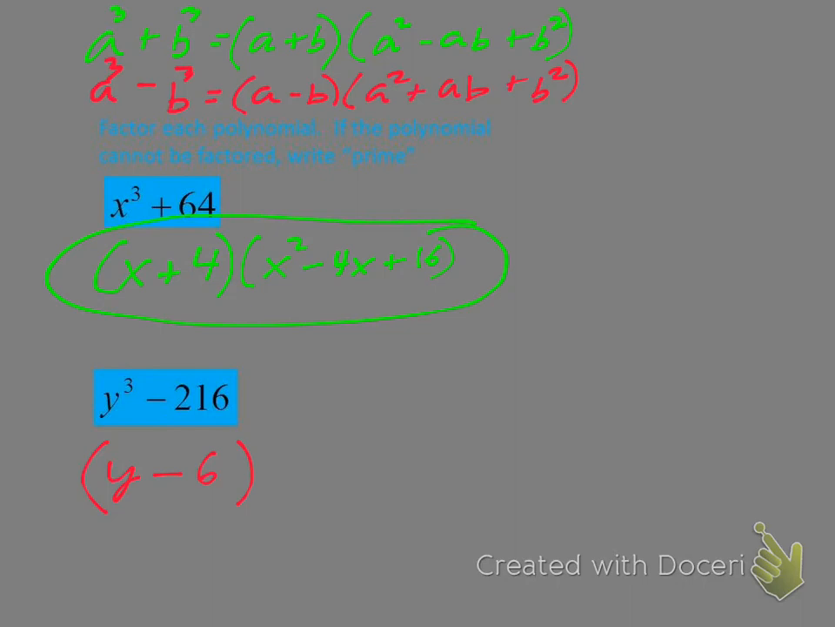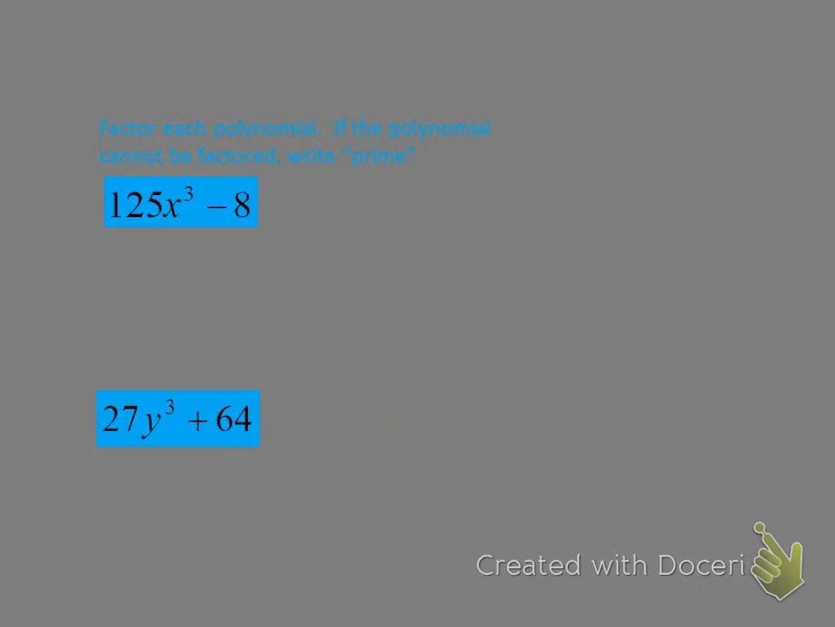Then you take that and you fill in your trinomial now. So you square the first term, so y times y is y squared. Opposite sign from what's ahead, so this time we're going to put a plus here. Multiply a and b, so y times 6, 6y, plus square 6, 36. And you got it. Okay, next up.